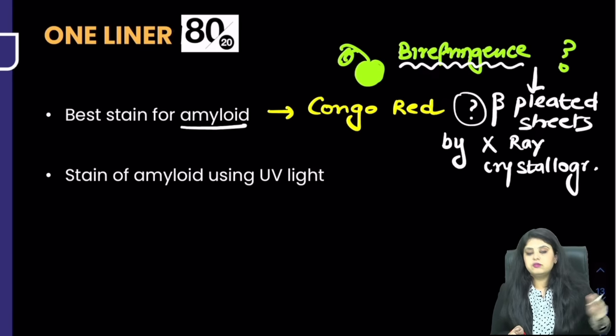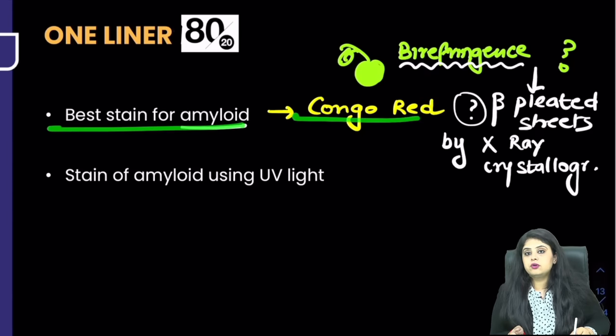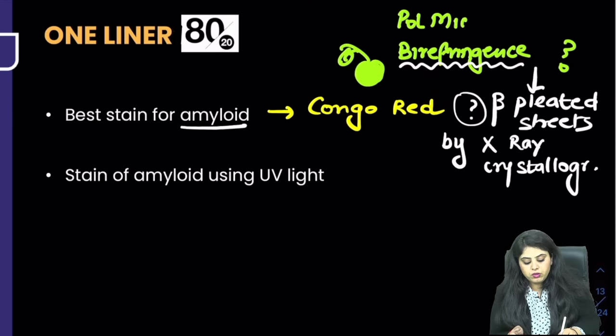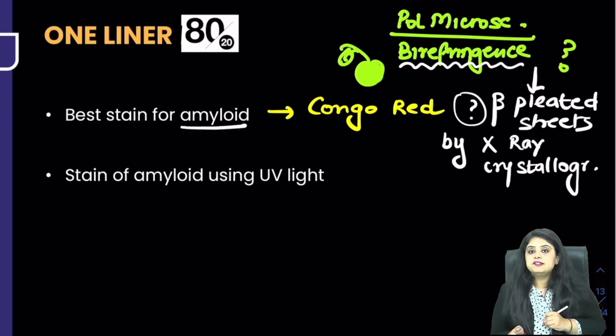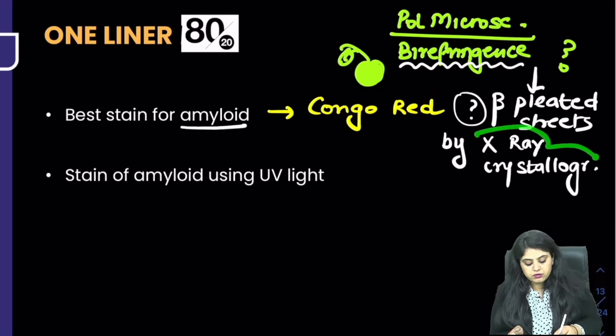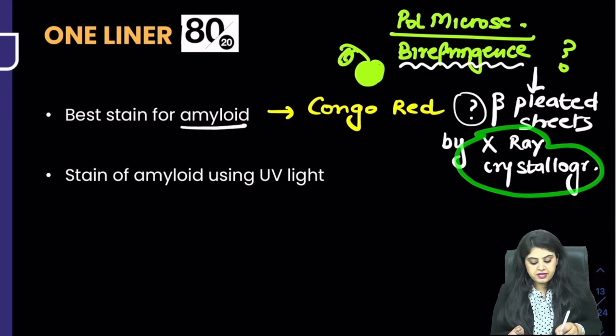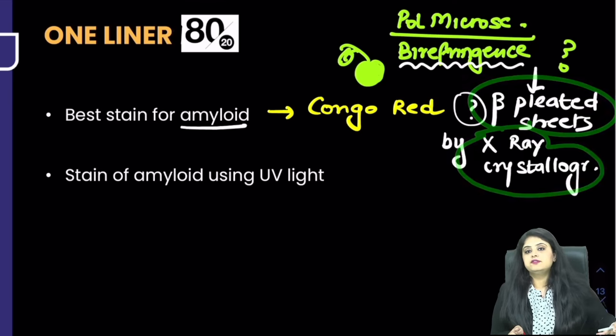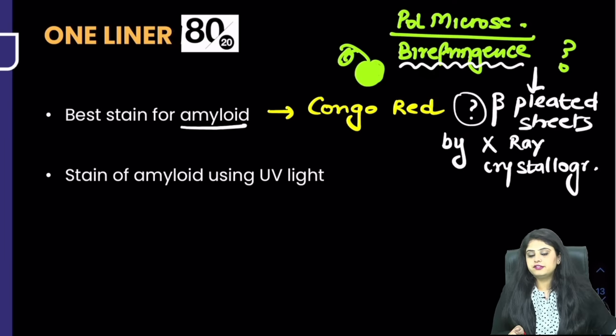So please note, full sentence, I'll repeat it in 10 seconds. The best stain of amyloid is Congo red. Congo red gives you an apple green birefringence on polarizing microscopy. Why does it give you apple green birefringence? Because when I did X-ray crystallography, I found out that the structure is made up of beta pleated sheets. That is one sentence. Any question out of these can be asked.